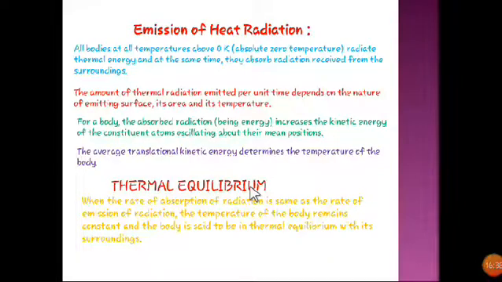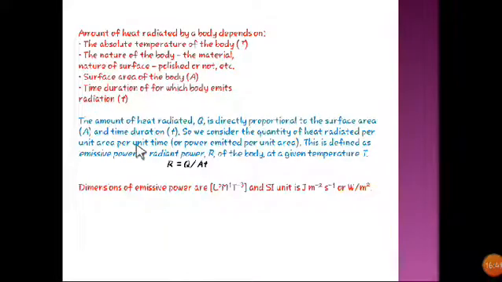So this is nothing but about thermal equilibrium. Next, we'll see what this is. As we have seen emission, we are going to see something about emissive power. The amount of heat radiated by a body depends on, first, temperature, obviously. Second, we have seen the nature of the body. Third is the surface area of the body and time duration, obviously. Amount of heat radiation depends on temperature, nature of body, surface area, and time duration.